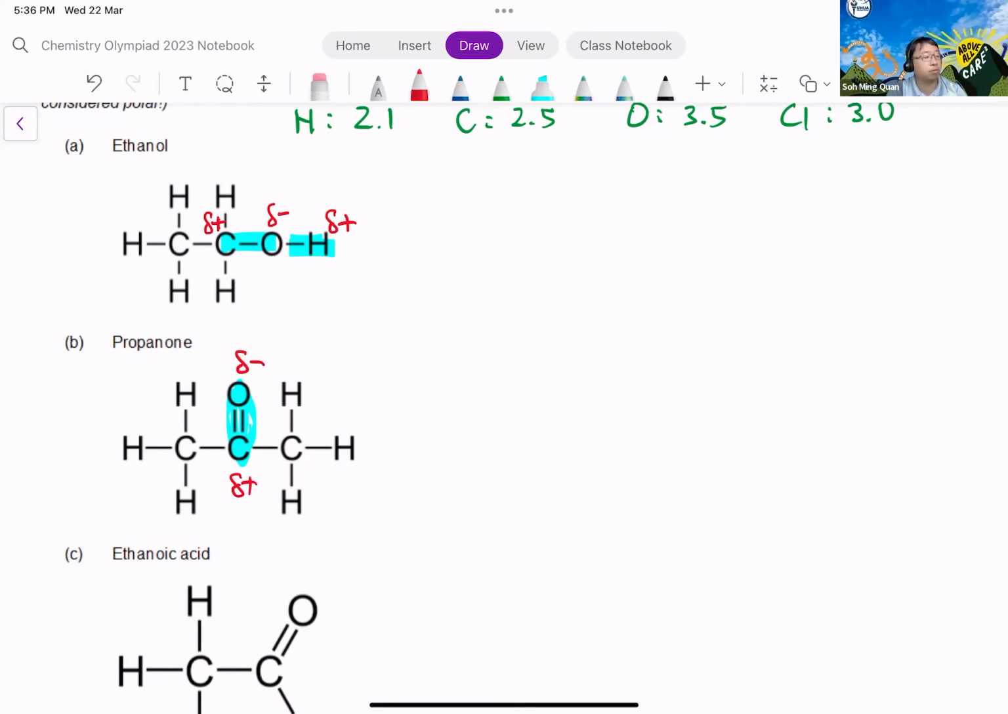All right. Propanone has a more common name that you might have seen more often. It's called acetone. Propanone, or acetone, is commonly used in nail polish remover. It's also used in thinners to actually remove paint.